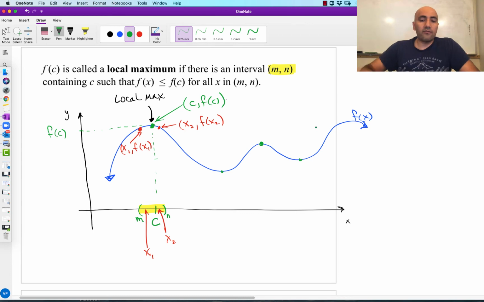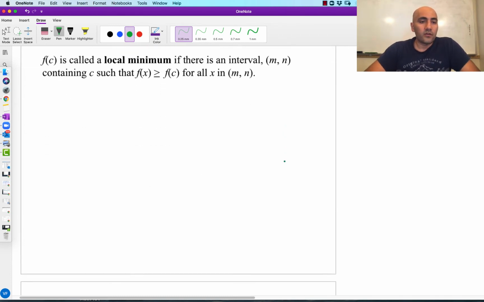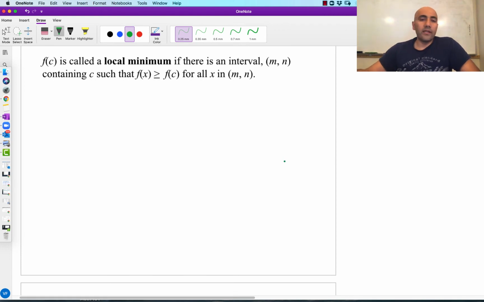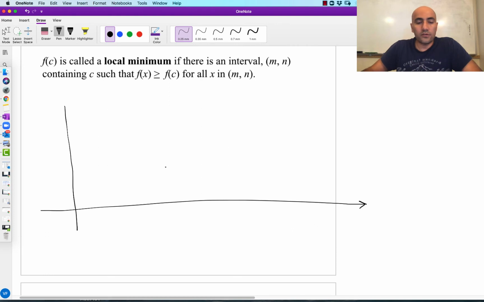Okay, let's look at a formal definition of a local minimum then. So f of c is a local minimum if there is an interval from m to n containing c such that f of x is greater than or equal to f of c for all x in m to n. Okay, so again, a nice formal definition. So let's do a picture to describe that.